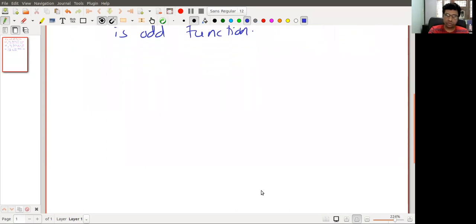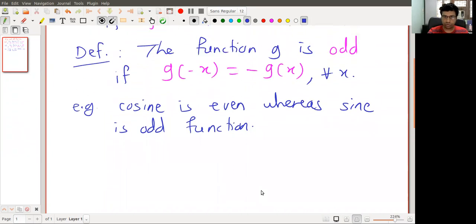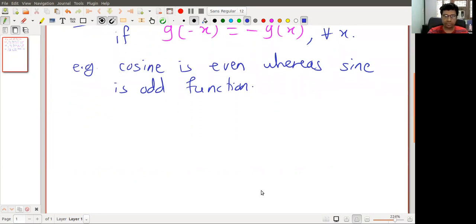Now, there is an important result. When we consider an even function, then its Fourier series will contain the terms of cosine only. Similarly, if we consider the Fourier series of an odd function, there are terms containing sine only. So let us see the result.